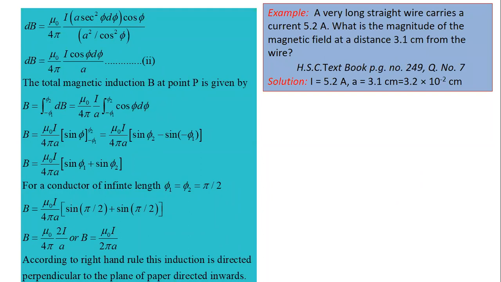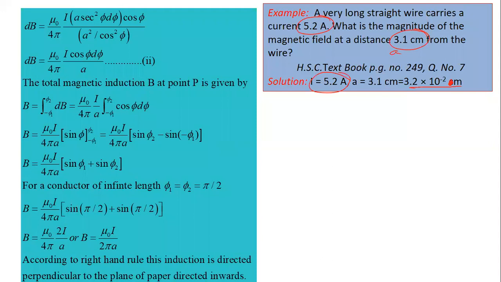Here is a problem: a very long straight wire carries a current of 5.2 ampere. What is the magnitude of the magnetic field at a point 3.2 centimeter from the wire? So this is a, and this is I. We can convert the centimeter into meter by multiplying by 10 raised to minus 2, so 3.2 into 10 raised to minus 2 meter.